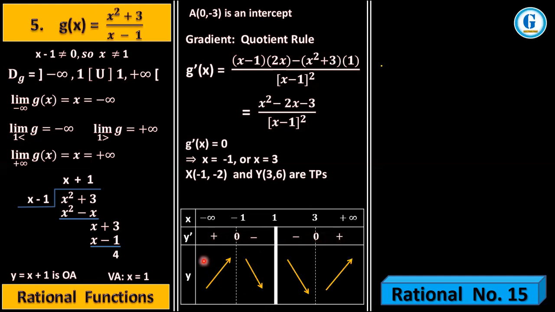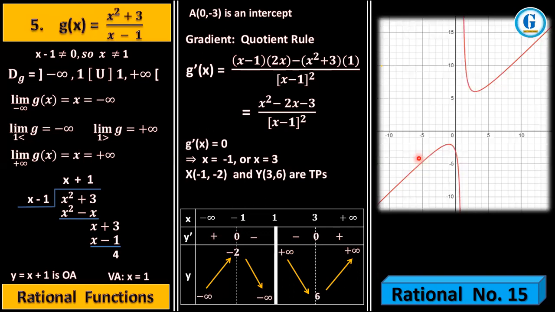So it increases from what value as x tends to negative infinity? Y was negative infinity, right? As x tends to negative 1, which is a turning point, y is negative 2. As x tends to 1 from below, we had negative infinity. From above, we had positive infinity. X tends to 3, this is a turning point, y is 6. And as x tends to positive infinity, y tends to positive infinity as well from limits.